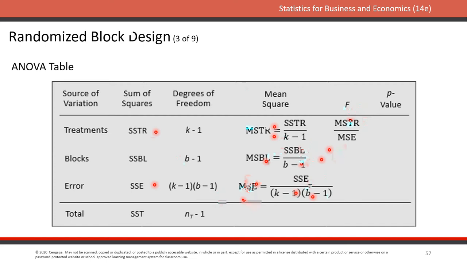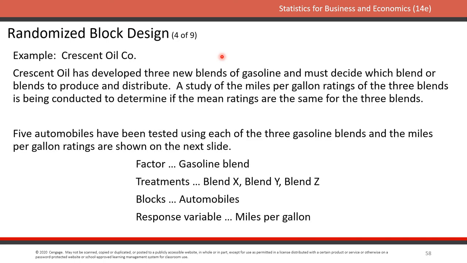All right, so looking at this example, we've got different blends of gasoline, and we're trying to figure out the miles per gallon ratings of these different blends of gasoline. Now, as a gas manufacturer, I only care about the gasoline, but I do know that people have different automobiles. So I'm going to get 5 cars, put the gas in each one of these cars, and drive it around to see how many miles per gallon I get. And then I'm going to do that for blend X, blend Y, and blend Z. So the same car is going to be used for all 3, and that way I'm going to be able to see how many miles per gallon I get for all 3.